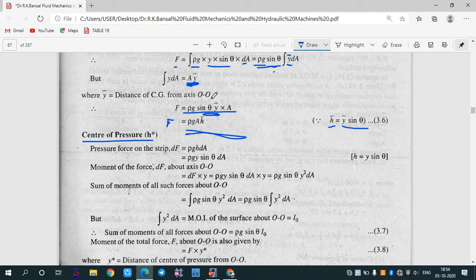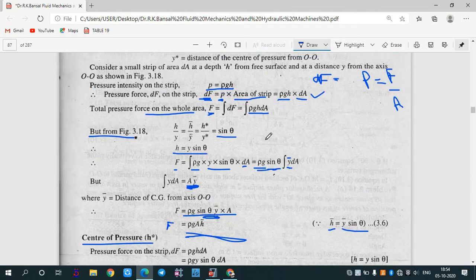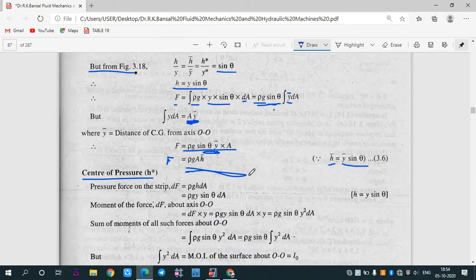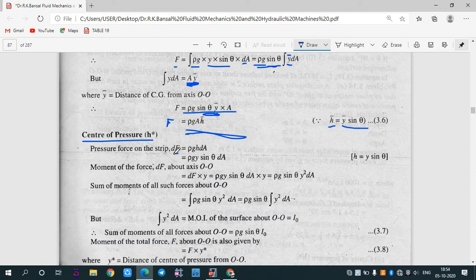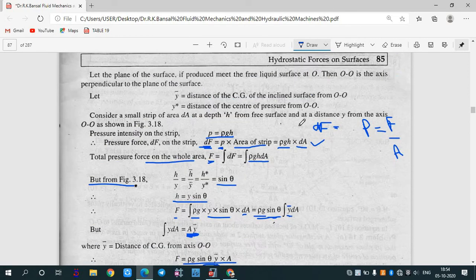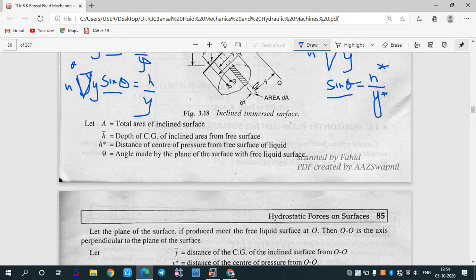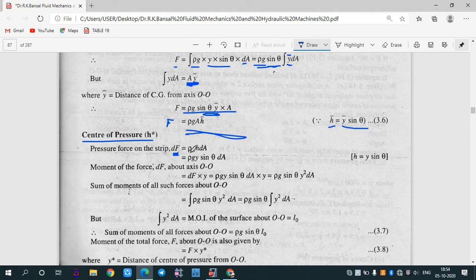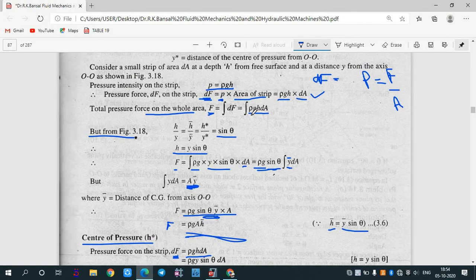Now for the center of pressure formula, what we need to do is take the moment. We need to take the moment of this strip along this axis. So we will take the moment. Now for a moment we need dF, and this dF will be multiplied with the perpendicular distance, that is y. So let me see what is written over here. We have got the value of dF. dF was rho g h dA. From where are we getting this? This was the value for your dF, rho g h into dA.